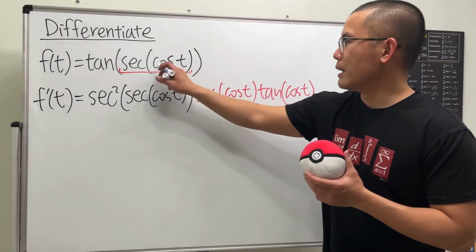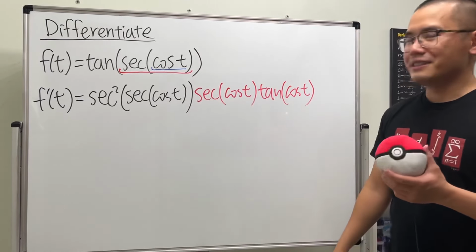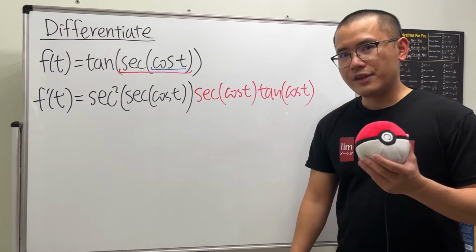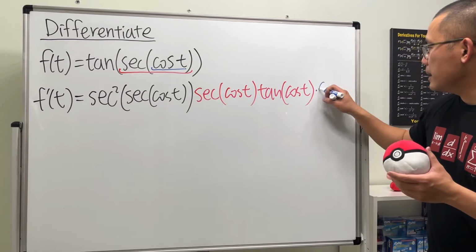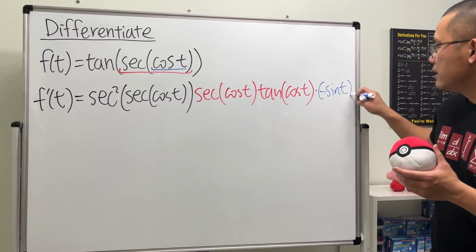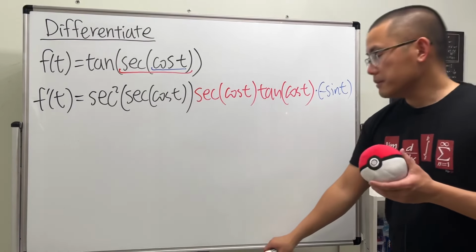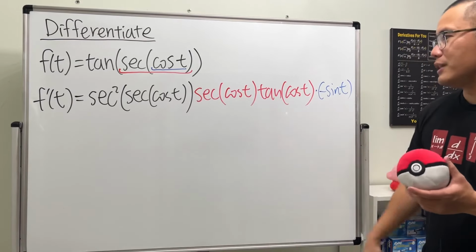Lastly, we multiply by the derivative of the very inside. The derivative of cosine t is negative sine t. So we multiply by negative sine t like this. So that's pretty much it, right? This is like the big long chain reaction.